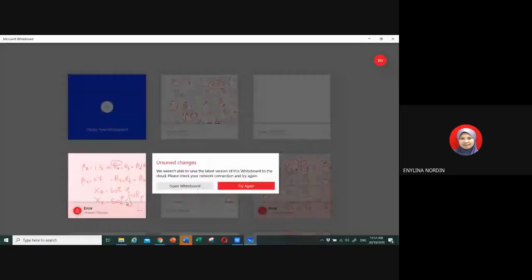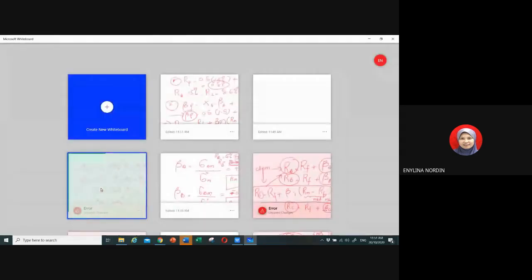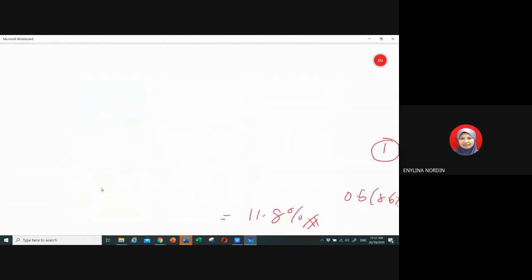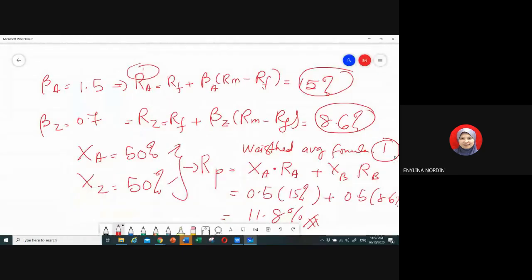This one is method 1. Okay, can you see or not? Can, right? So this is the portfolio if we use CAPM.